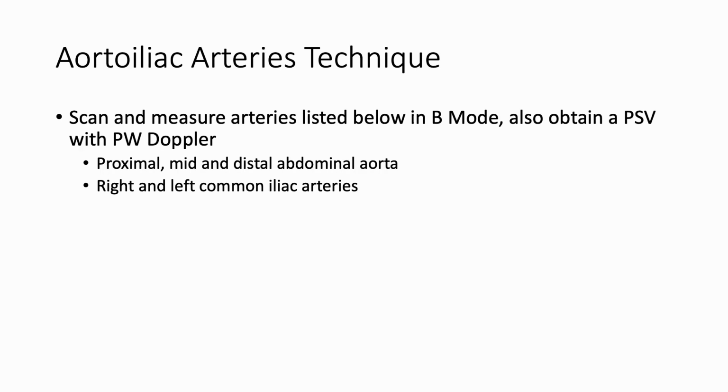All right, aortoiliac artery technique. Aortoiliac here, I'm talking about abdominal aorta and common iliacs. We're going to scan and measure the arteries listed below in B mode. We're also going to get a peak systolic velocity with pulse wave Doppler. For this test, we're going to get proximal, mid, distal abdominal aorta, and then right and left common iliac arteries.